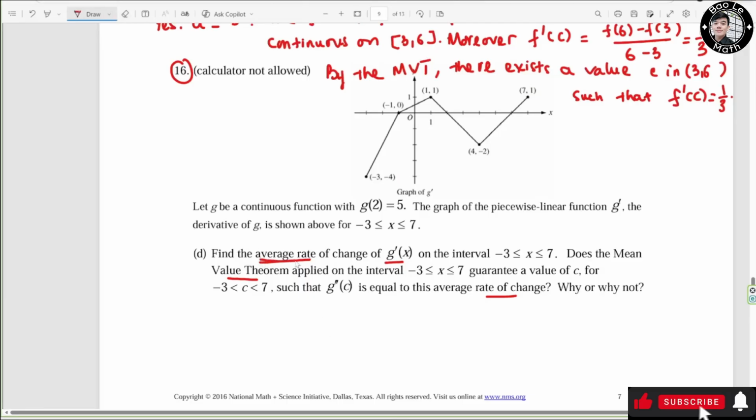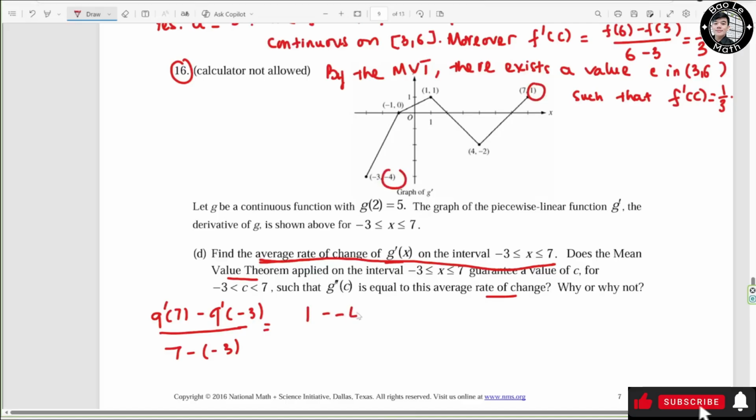Now we need to find the average rate of change of the function g prime of s on the interval negative 3 to 7, right? So we have g prime of 7 subtract g prime of negative 3 over 7 subtract negative 3. g prime of 7 is going to be 1 right here, subtract g prime of negative 3, which is negative 4 right here, over 10, and it's going to be 1/2, right?